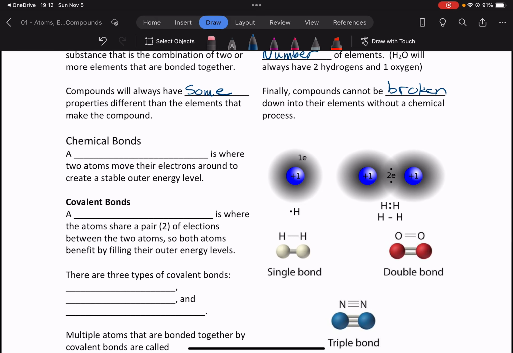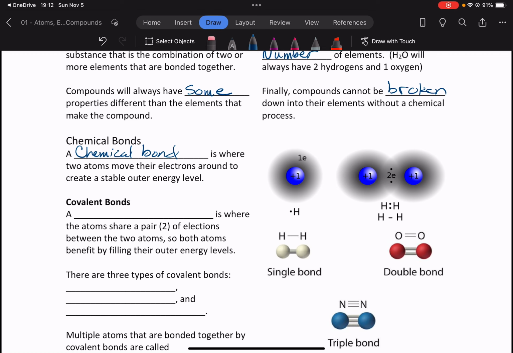A chemical bond is where two atoms move their electrons around to create a stable outer energy level. The outside energy level is stable, and that's why they want to move electrons. Remember, electrons are moving around the atom. The only thing we can share between elements is the electrons. We can't share protons, because if we start sharing protons, we start changing all sorts of stuff. It becomes a whole new chemical.